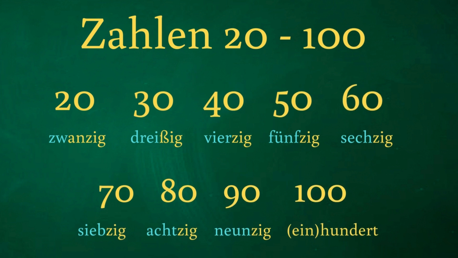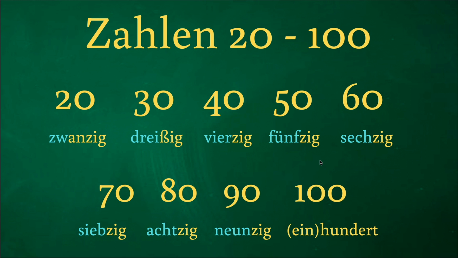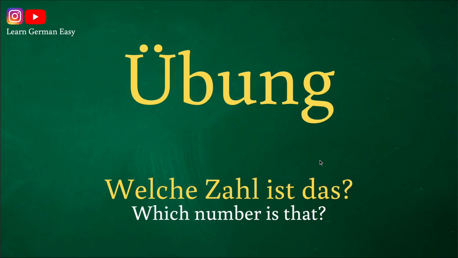Okay, everyone. Now let's just summarize the tens from 20 to 100 briefly before doing a small exercise. 20, 30, 40, 50, 60, 70, 80, 90 and 100. Okay, now just a small exercise to test your knowledge. Which number is that? Welche Zahl ist das? So 2 seconds to decide.